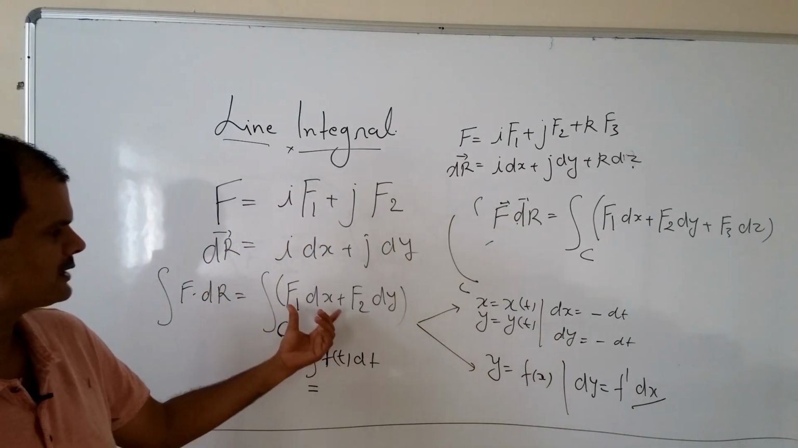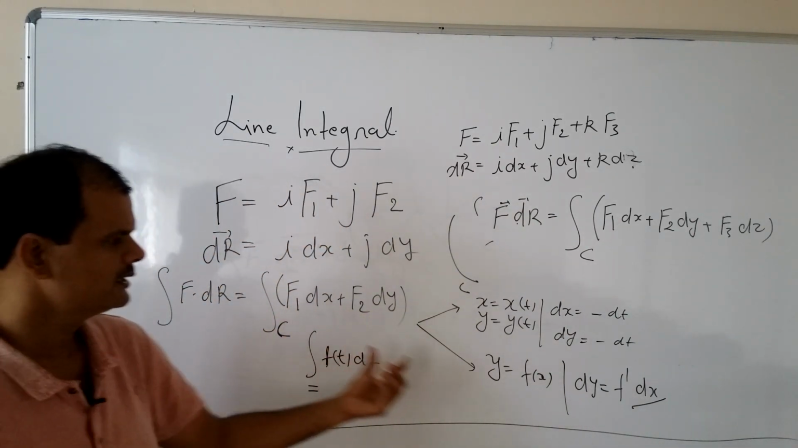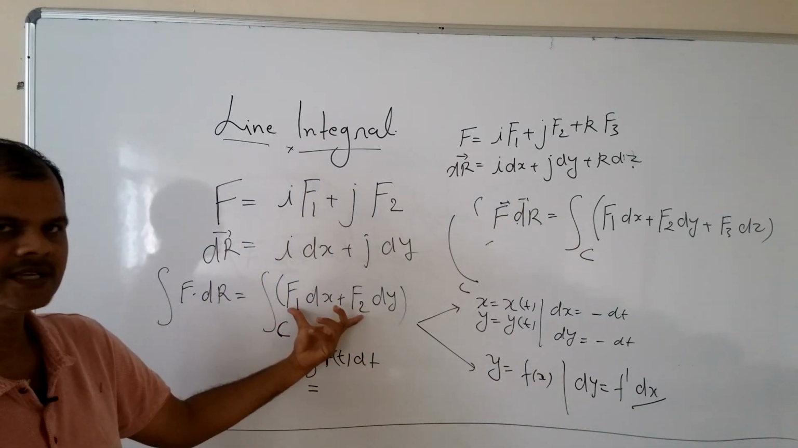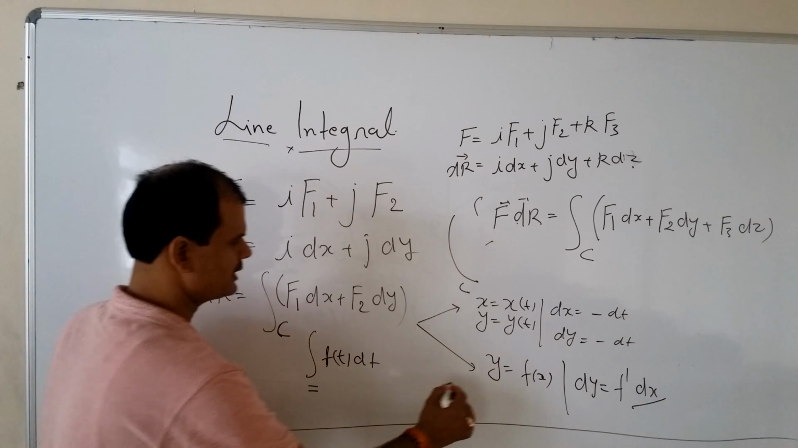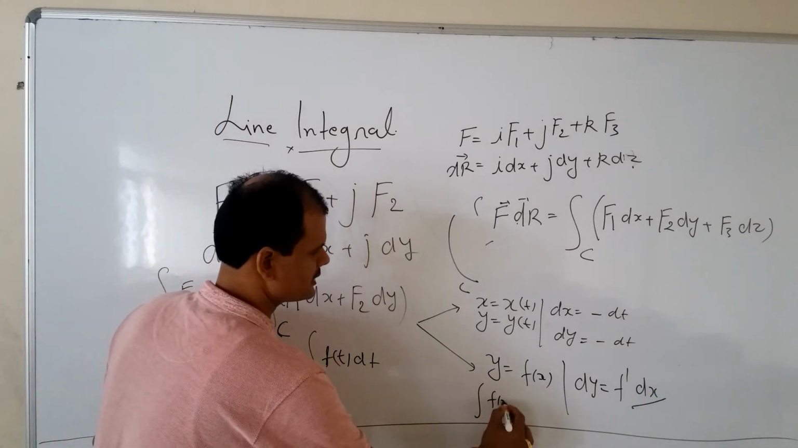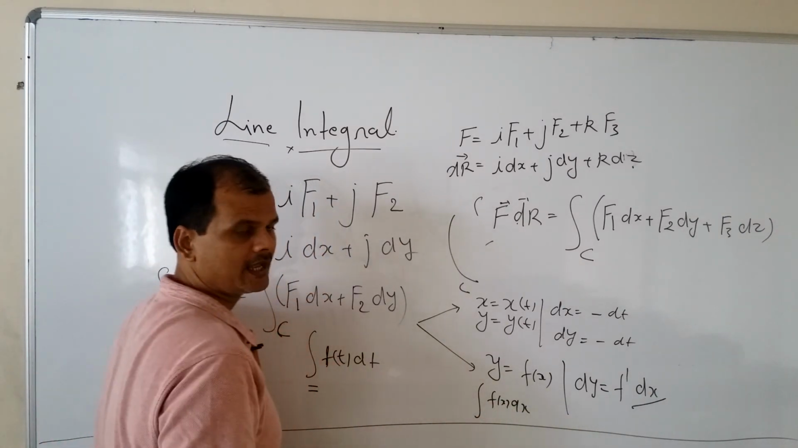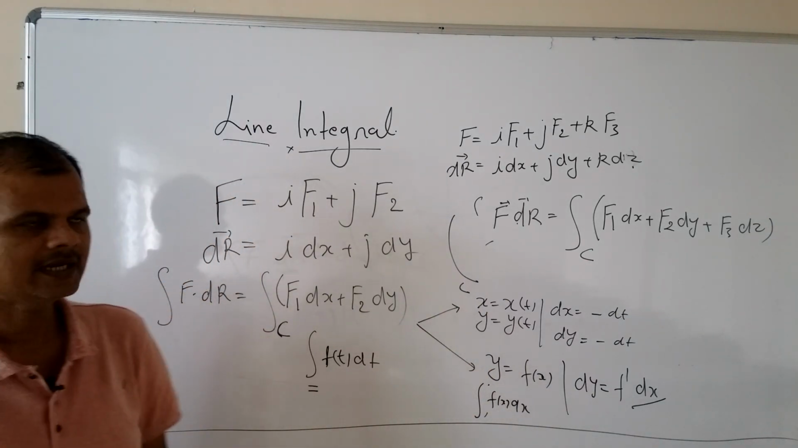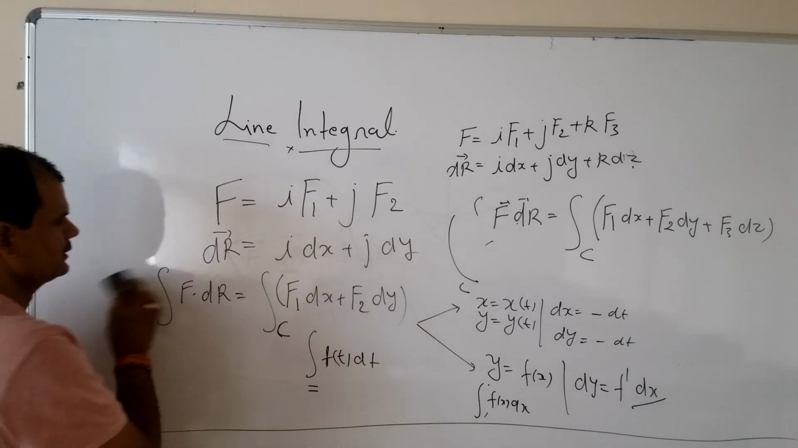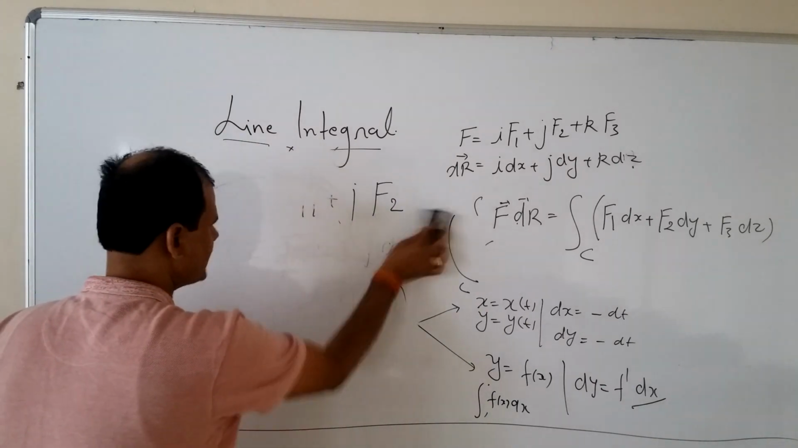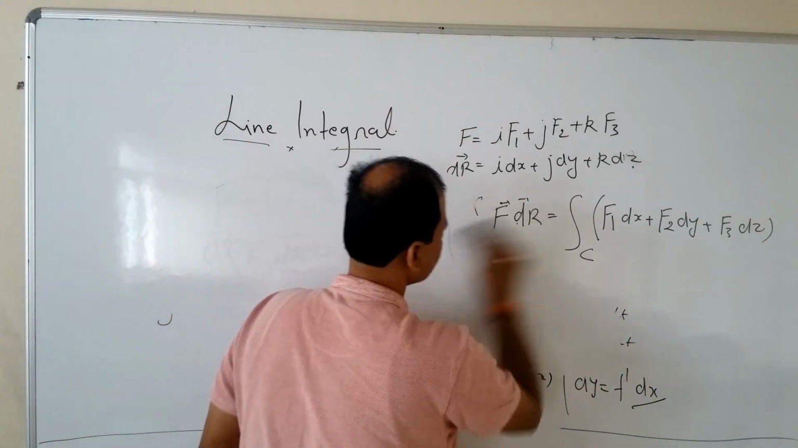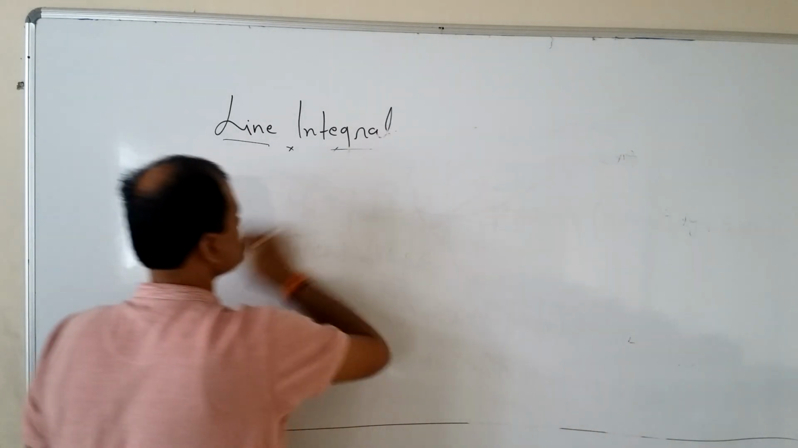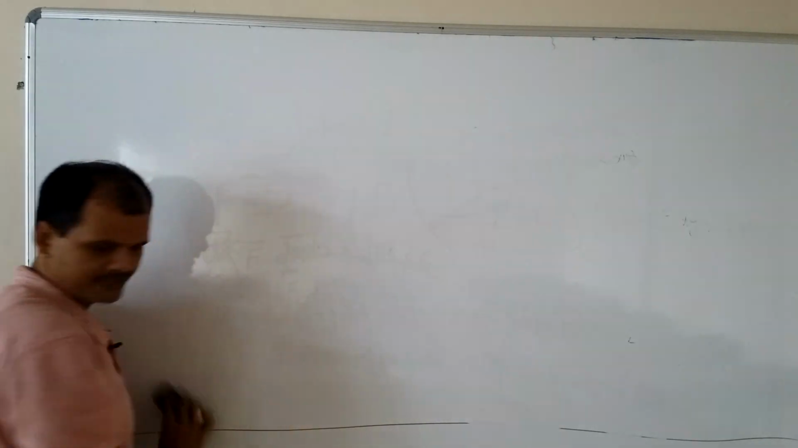So in the place of y we put f of x, and in the place of dy we will put f dash into dx. So everything changes in x, and we can have the x limit and solve it. So there are two ways to solve the line integral. Let us see one by one. I'll take one problem and solve it with both methods, using the parametric equation and the Cartesian coordinates. Let me take that problem.